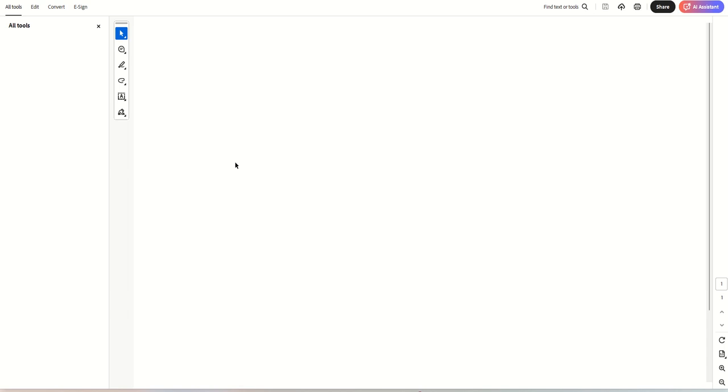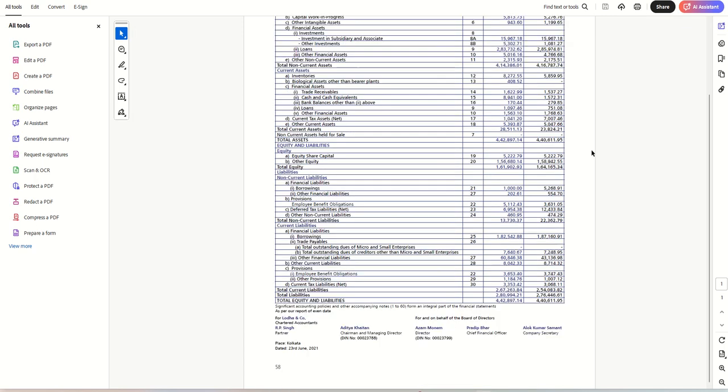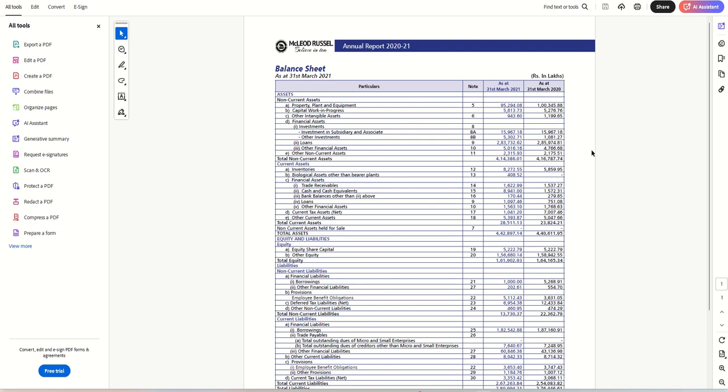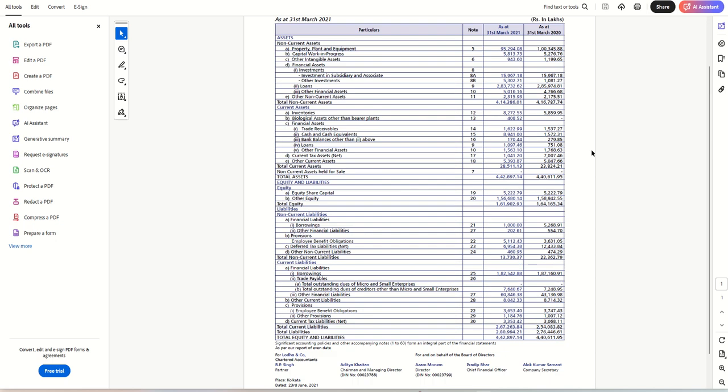So in this balance sheet, I'll be using for prompting and a sample in this video. This is the only balance sheet which I'm attaching. No P and L statement is attached. Hence, there is a limited set of ratios which you can analyze.